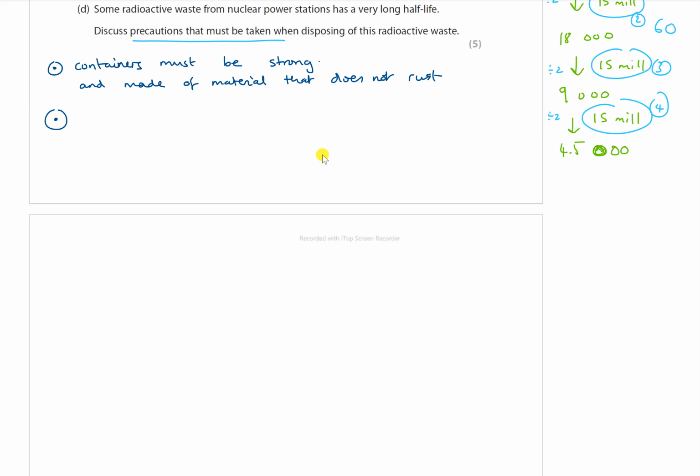What are the problems? These containers and hence disposal is expensive. These containers will have to be made out of a really good stainless steel. These containers will be expensive. Right? You need a secure site. That means somebody has to be there all the time.